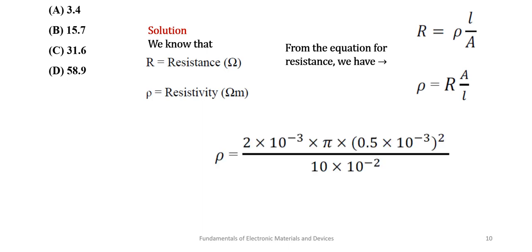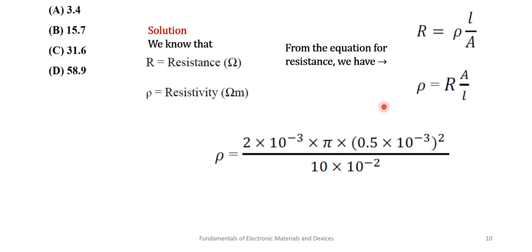Ma'am, I did the calculation, but I am not getting the answer. Let's see the substitution. Your resistance is 2 milliohms, that is 2 into 10 power minus 3. You have to substitute pi r square, that is pi. Your r is 1 mm, so I have converted it to 0.5 into 10 power minus 3. And finally, your length is 10 centimeter, which you are converting into meter. So basically everything is converted into meter. Okay, ma'am. I didn't convert diameter into radius, so that's the mistake.